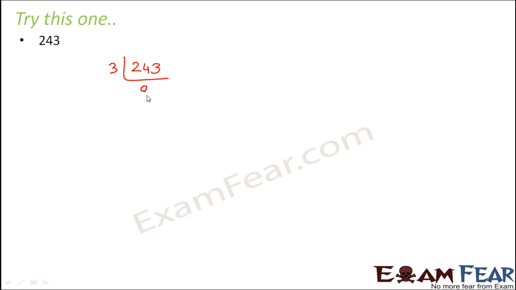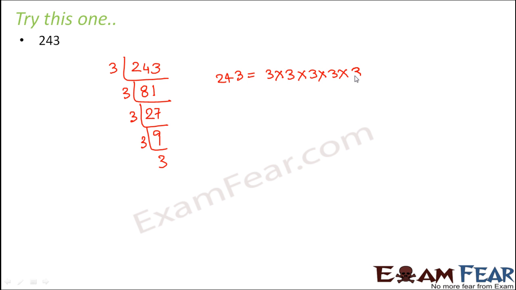It's 3. So 3 8s are 24, 3 1s are 3, 3 2s are 6, 3 7s are 21, 3 9s are 27, 3 3s are 9. So how many 3s do you have? 5 3s. So 243 can be written as 3 into 3 into 3 into 3 into 3.